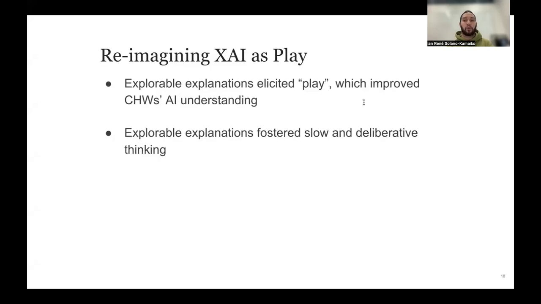Additionally, we posit that explorable explanations were successful because they add friction to the AI prediction process and require CHWs to actively engage with the prediction explanation, engaging in a type of slow and deliberative thinking process.